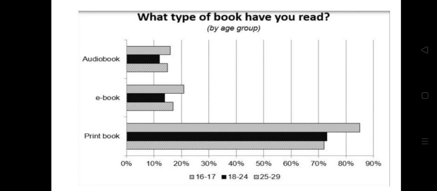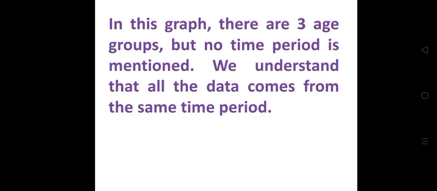This is a static graph, and let me tell you why this graph is called a static graph. In this graph, there are three age groups, but no time period is mentioned. We understand that all the data comes from the same time period, so this graph is known as a static graph.